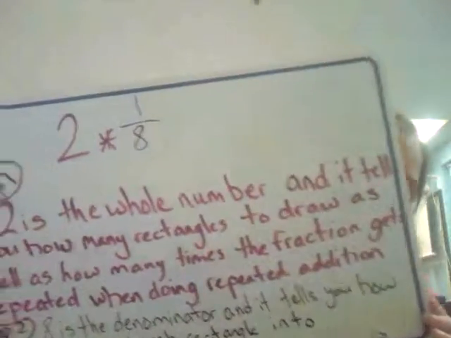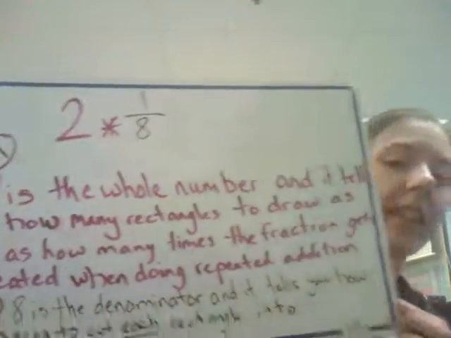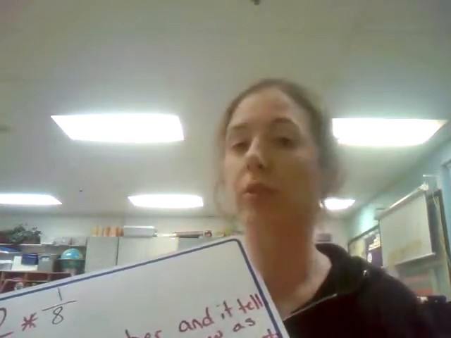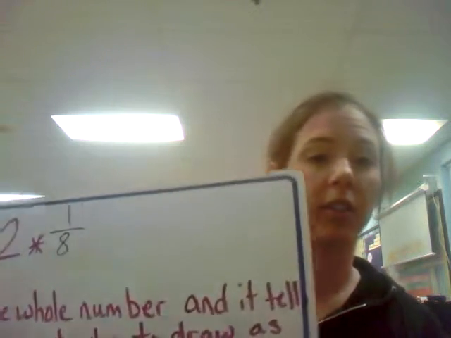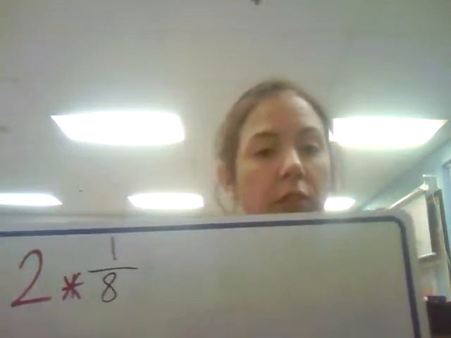So the 2 is the whole number, is how many rectangles you would draw. Step 2, see, I say step 1, step 2, because step 1 means look at the whole number first, because you can't draw anything till you know how many rectangles you need to draw. So step 1, I always say look at the whole number first. So 2, here's your whole number, that's how many rectangles you have to draw.